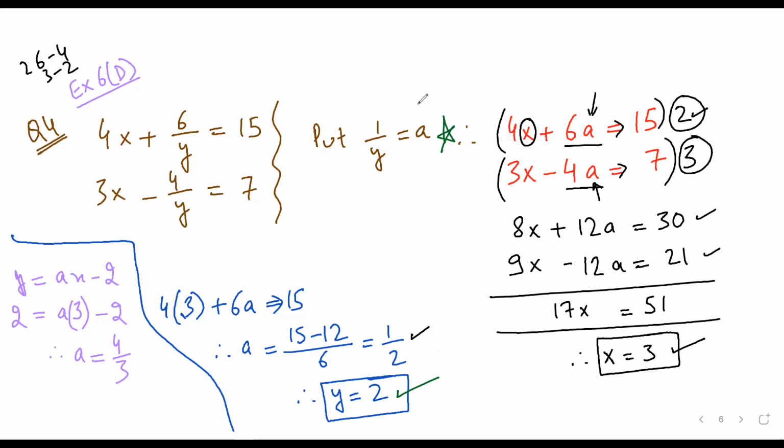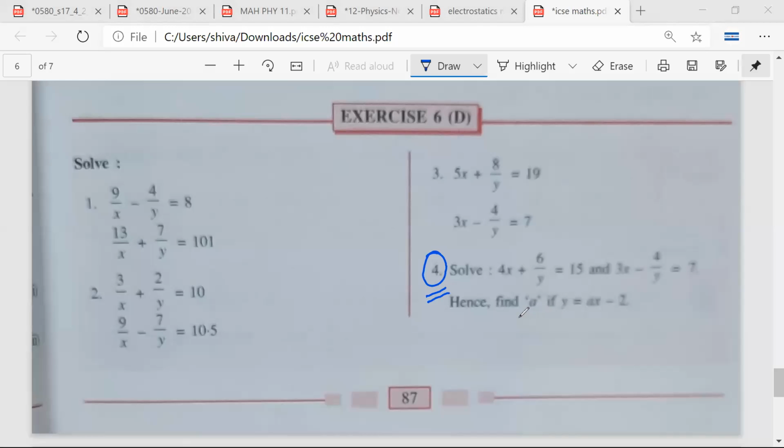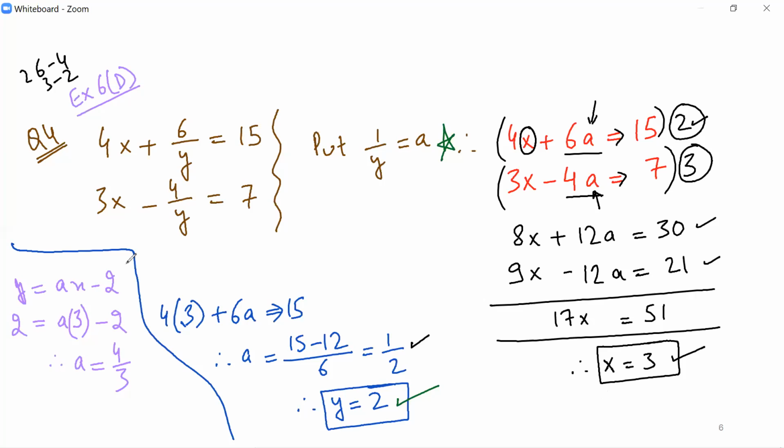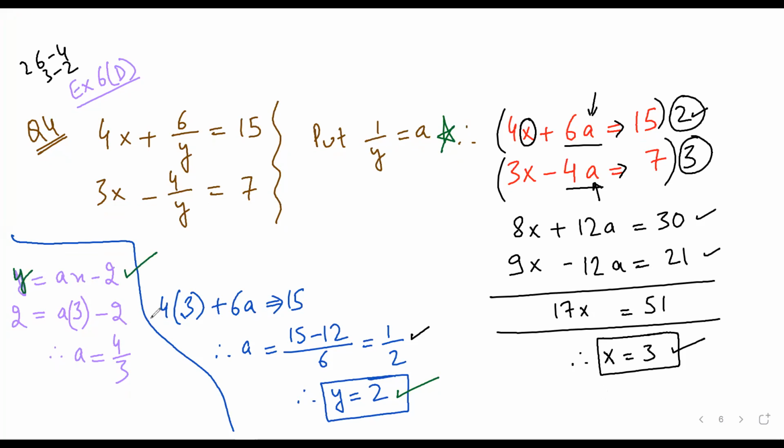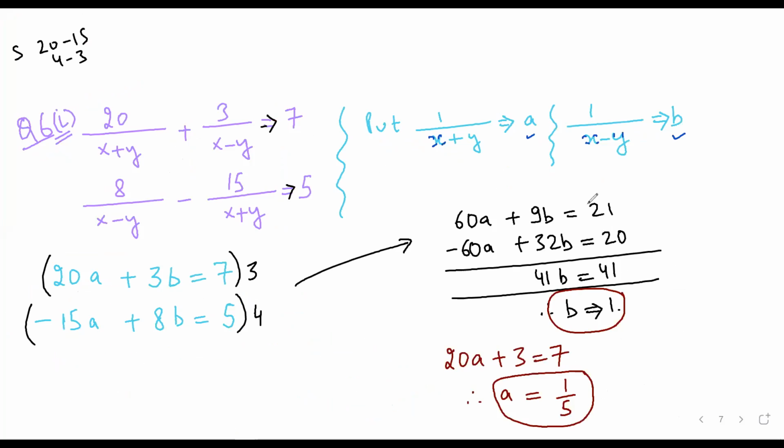There's a second part of this question, where they are saying find a if y is equal to ax minus 2. So for this part, y is equal to ax minus 2. I have calculated the value of y and x here. And what I do is I put the value of y here, x here, and I solve for a. Any doubt, Mr. Rudra?